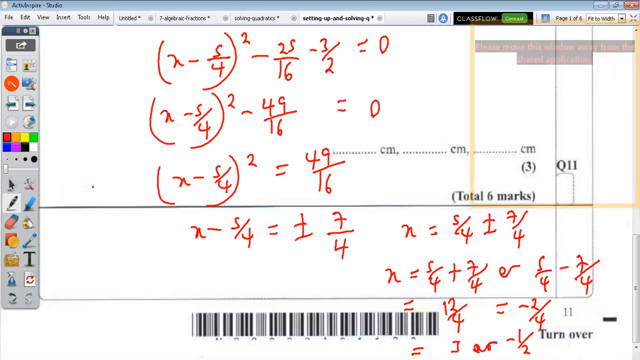3 or minus half. That making sense? Yes, sir.